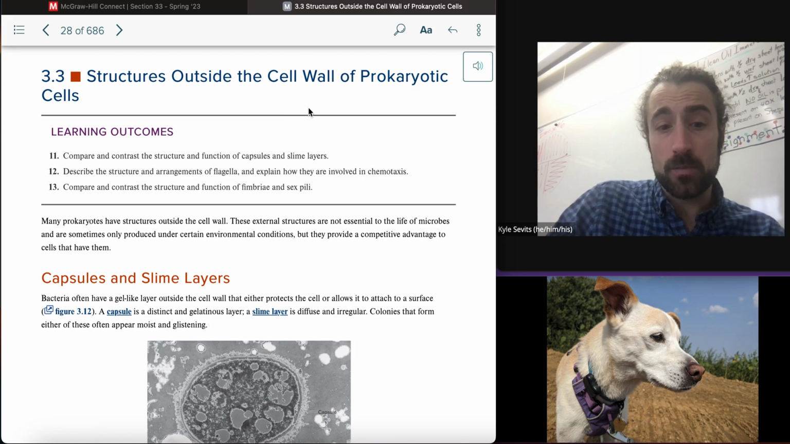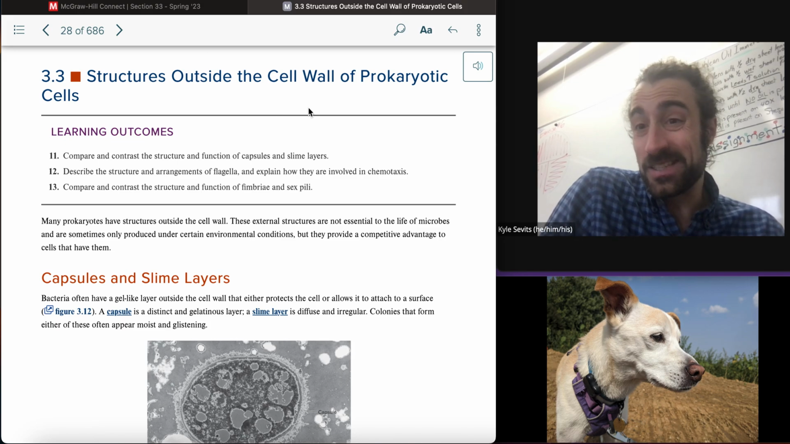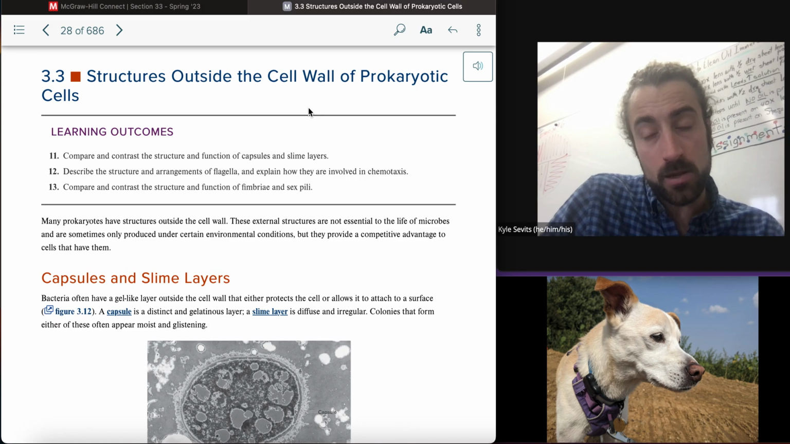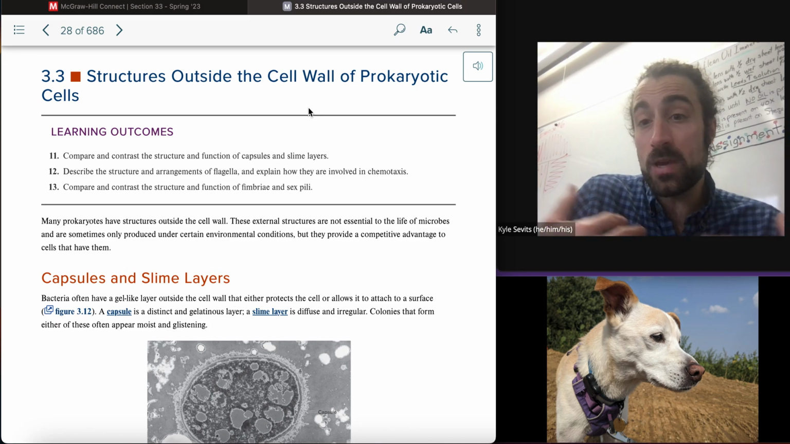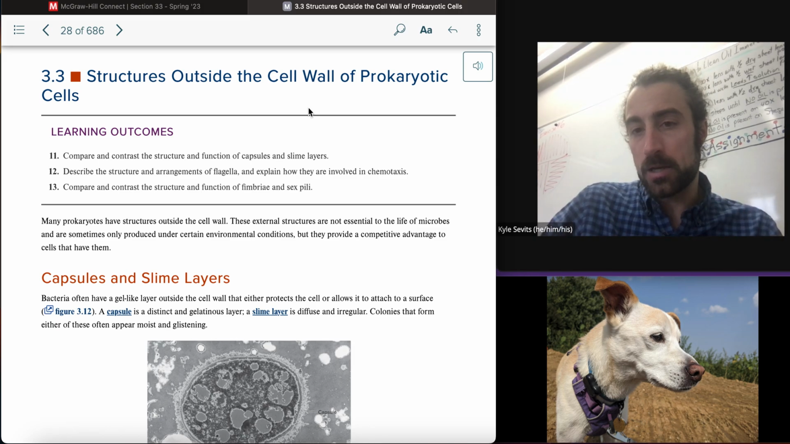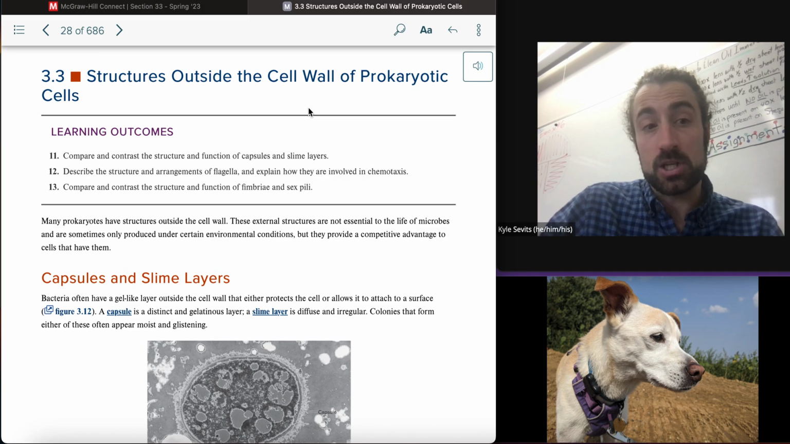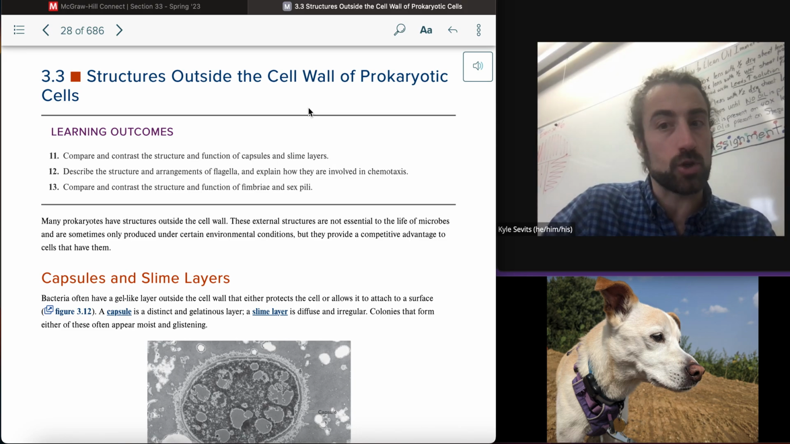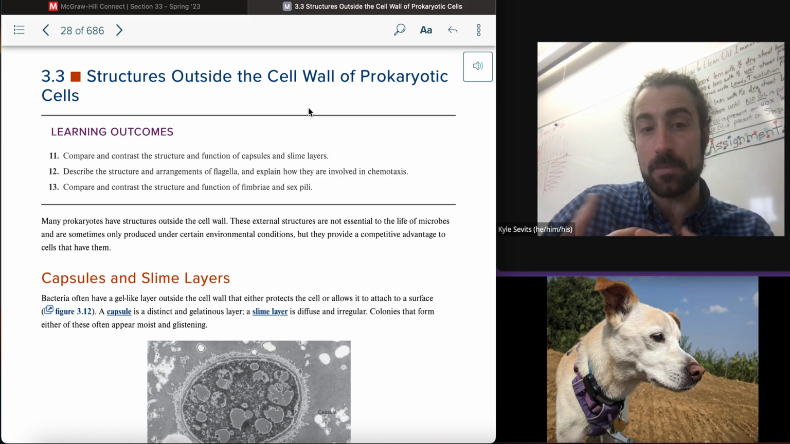Third, structures outside the cell wall of prokaryotic cells. This is not just a prokaryotic thing. Plants often do this. Even we have layers of secretions we release into our lungs and through our digestive tract. But we're going to call special attention to these within prokaryotic cells because they are so small and they have to survive in often very hostile environments that are either trying to attack them or are not very conducive to life. So they have a lot of special things in these capsules and slime layers.